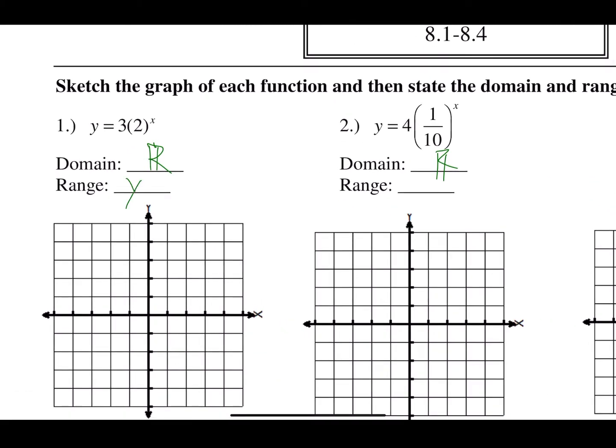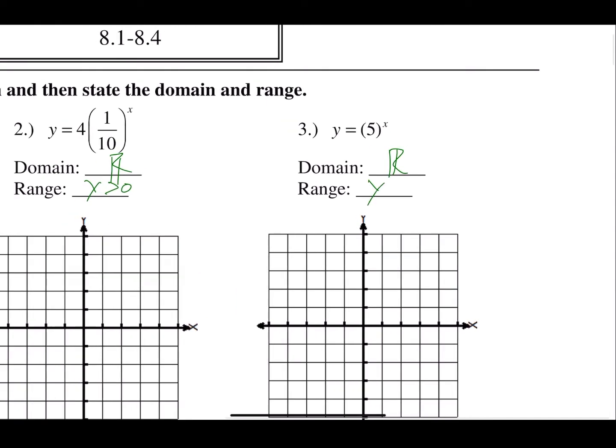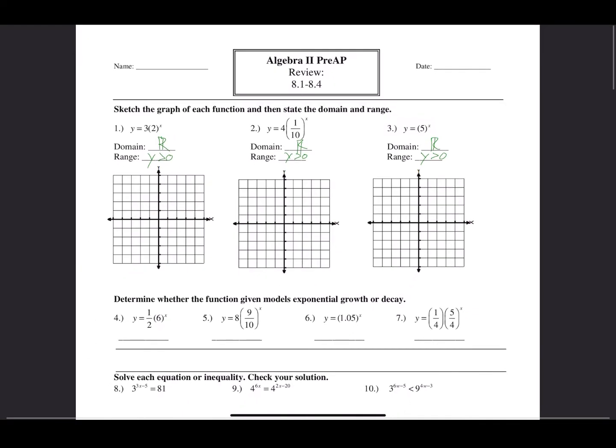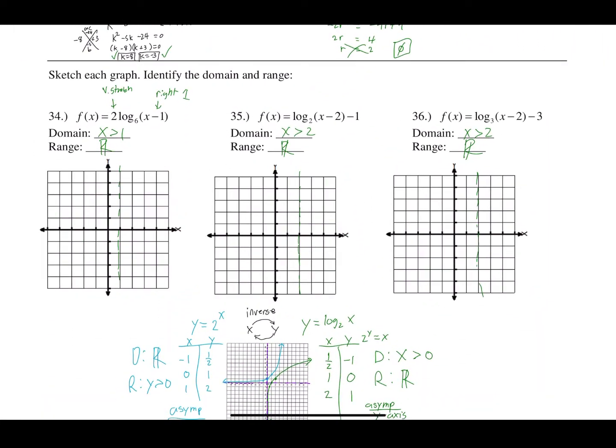Y is greater, well, this graph didn't shift up or down at all, so y is greater than 0. This graph did not shift up or down at all, so y is greater than 0. Same with this one, y is greater than 0. These asymptotes all happen to be in the same place. These log asymptotes just shifted because we went right 1, right 2, right 2.